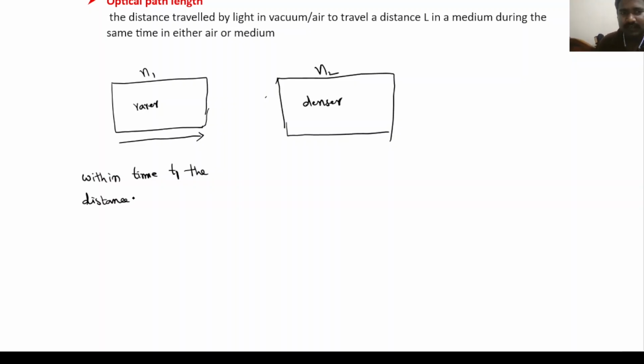The distance traveled by light in medium 1 and medium 2. In medium 1, you can take it as L1. So L1 is nothing but the velocity of light in the medium, V1, times the time of light, which you can take as t. And the length traveled L2 is the velocity of light in medium 2, V2, times the time t.